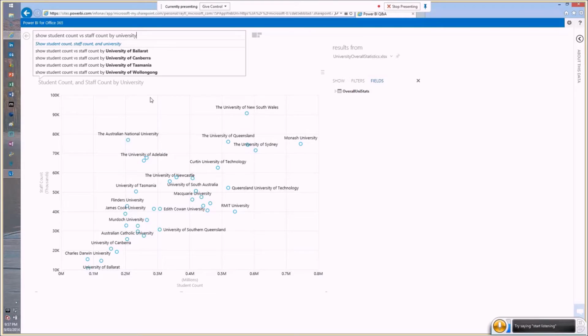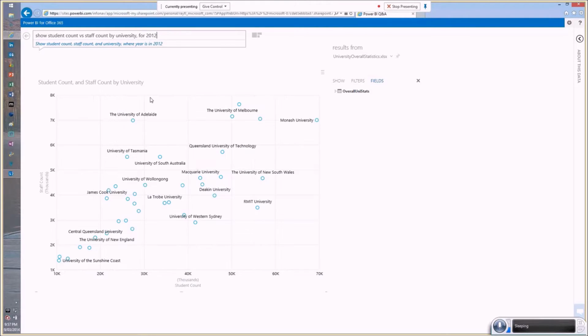And so what we can see here, again, it's decided how to plot this for me. Now, it's difficult to see anything in here. So let me just look at 1 year's worth of data. So now I'm comparing the staff count by the student count for 2012.